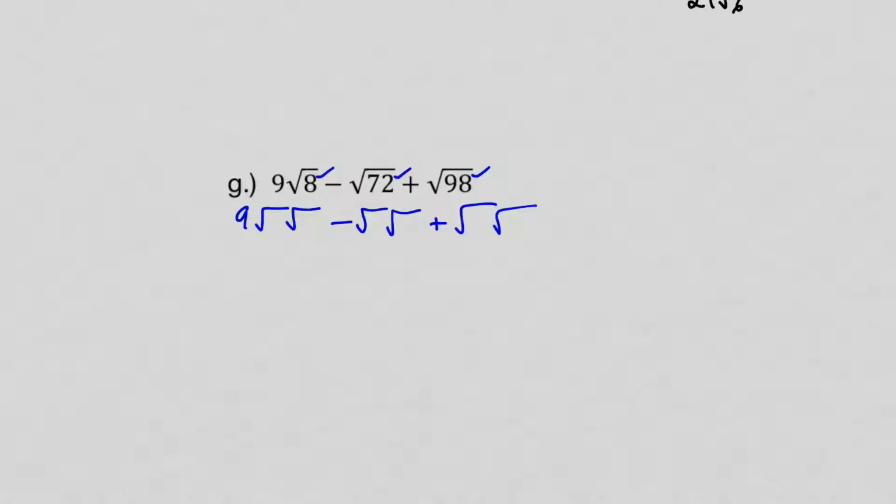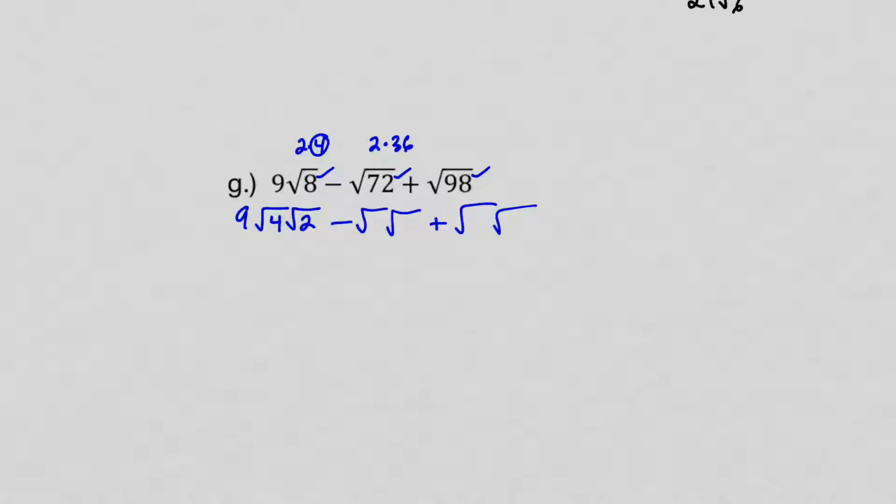So a good place to start would be to divide each of these numbers by 2. So in other words, 8 divided by 2, that's going to be 4. And that's the number we need. There's a perfect square. 72 divided by 2, that will be 36.